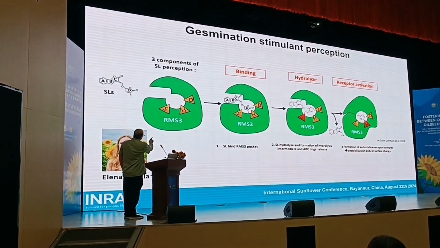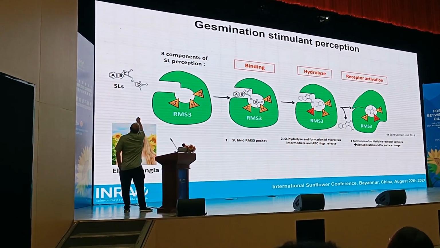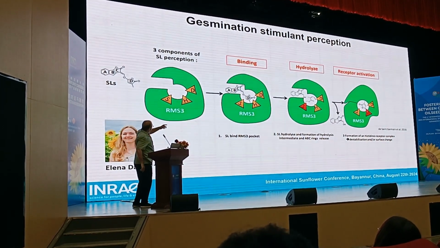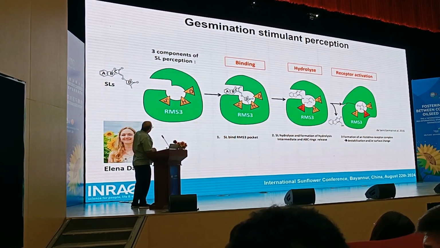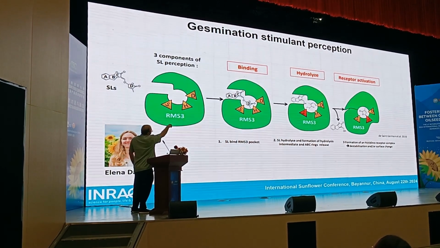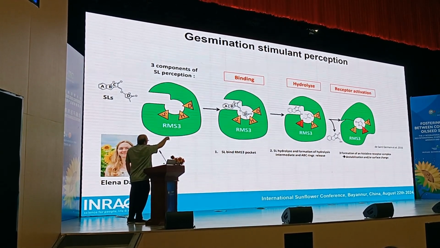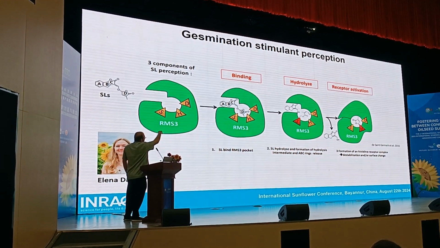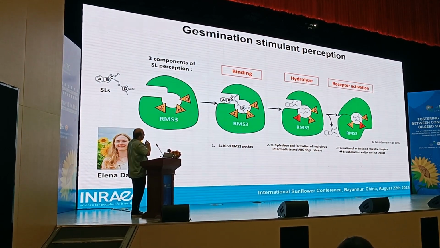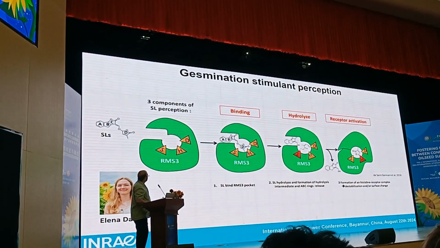So RMS3 is the Ki2 protein from P. And so you have here four different patterns with the strigolactone. They will bind to the Ki2 protein, and then there are three important amino acids. The second step, then the Ki2 protein will hydrolyze the strigolactone, and they will release the ADC rings, and then the conformation of the Ki2 protein will change, and they will be active to perceive the germination stimulant.